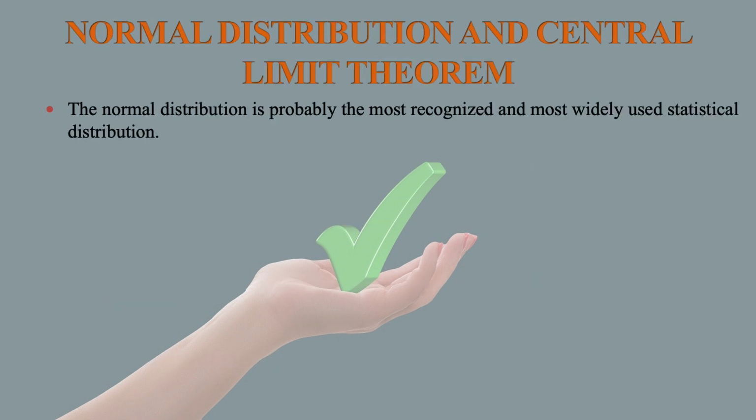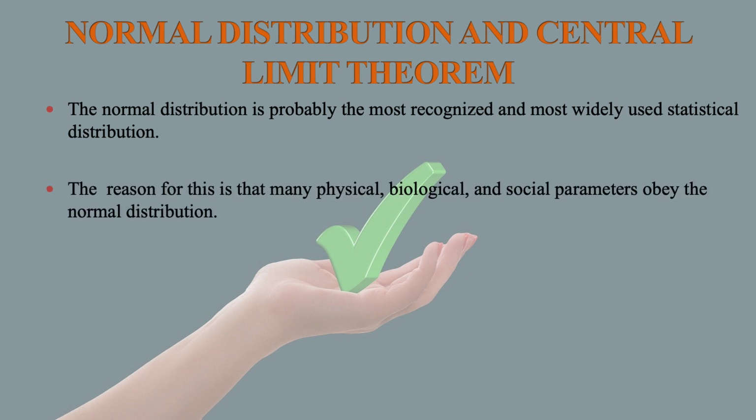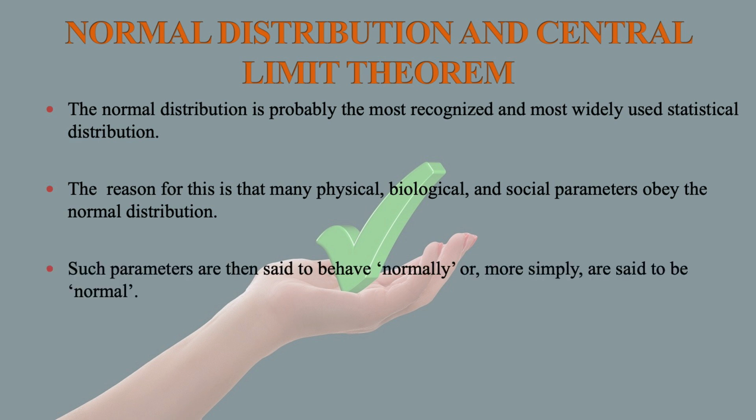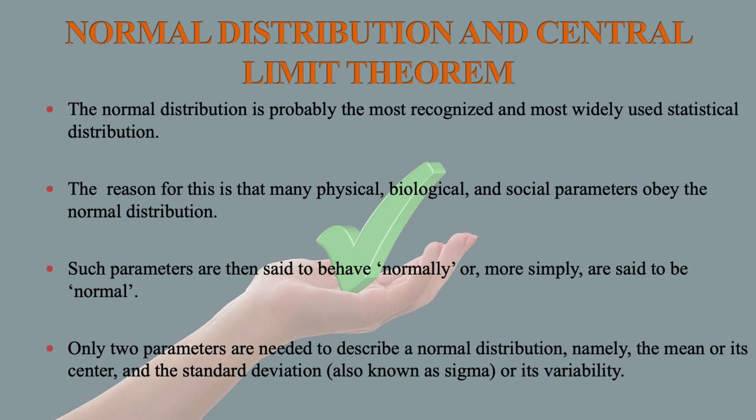The normal distribution is probably the most recognized and most widely used statistical distribution. The reason for this is that many physical, biological and social parameters obey the normal distribution. Such parameters are then said to behave normally, or more simply are said to be normal. Only two parameters are needed to describe a normal distribution, namely the mean or its center and the standard deviation, also known as sigma or its variability.